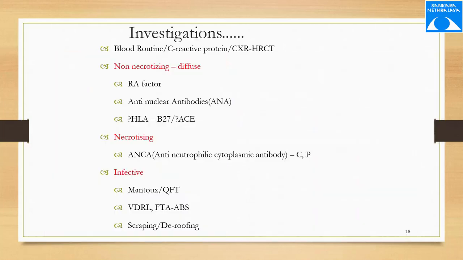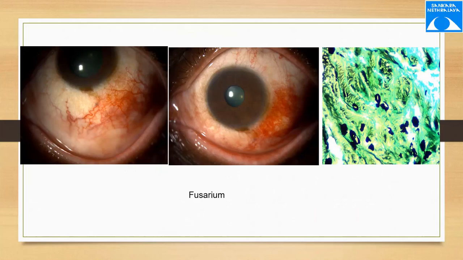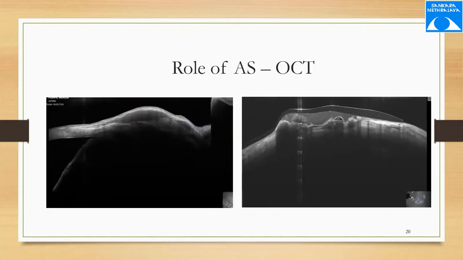So the investigations part we already dealt with. Depending on whether it's non-necrotizing or necrotizing or infective, you go ahead and do your systemic investigations. Now, this is a very obvious case where you need a biopsy. You see the patient has progressed from diffuse scleritis to a pus point, and then you do a biopsy and you get fungal scleritis. This was Fusarium that we treated.